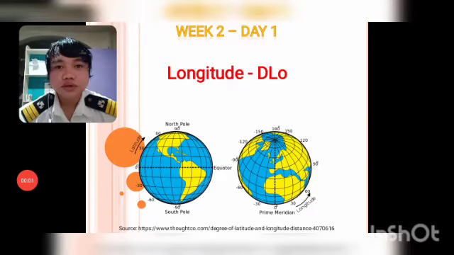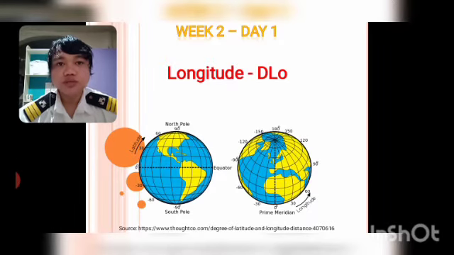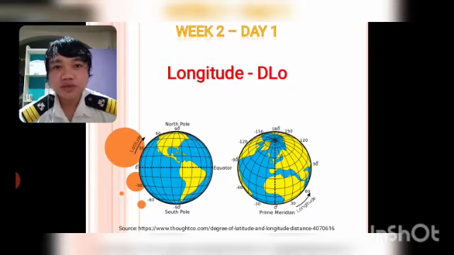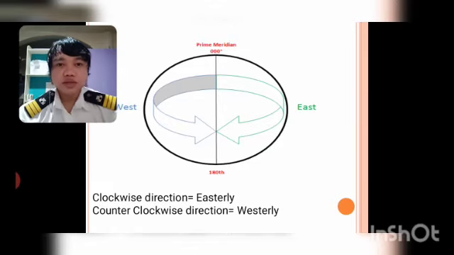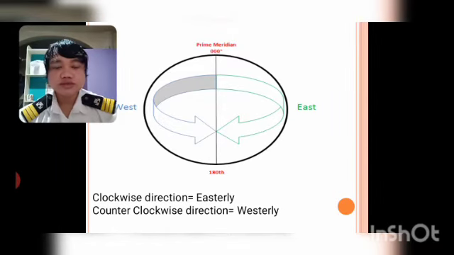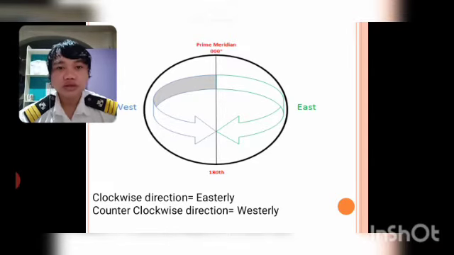Navigation is the art or science of conducting one's vessel from one place to another in the shortest and safest way or route. Today we are going to discuss the difference of longitude. The difference of longitude is the difference between two longitudes. Take note that the difference of longitude is in short called DLO, so please do not be confused once you encounter that on board.